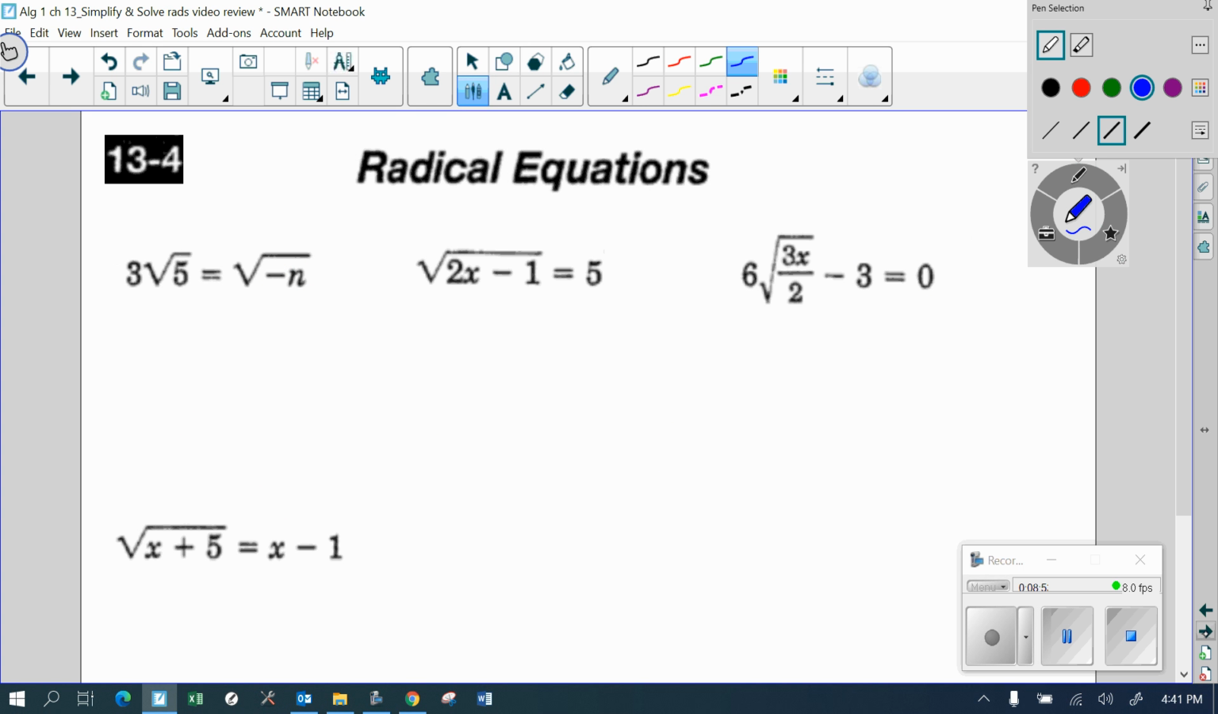Okay, so now I have radical equations. I square both sides. That's how I get rid of the radical. Whenever any radical times itself gets rid of the radical. Well, don't forget I have to distribute this 2 through both.